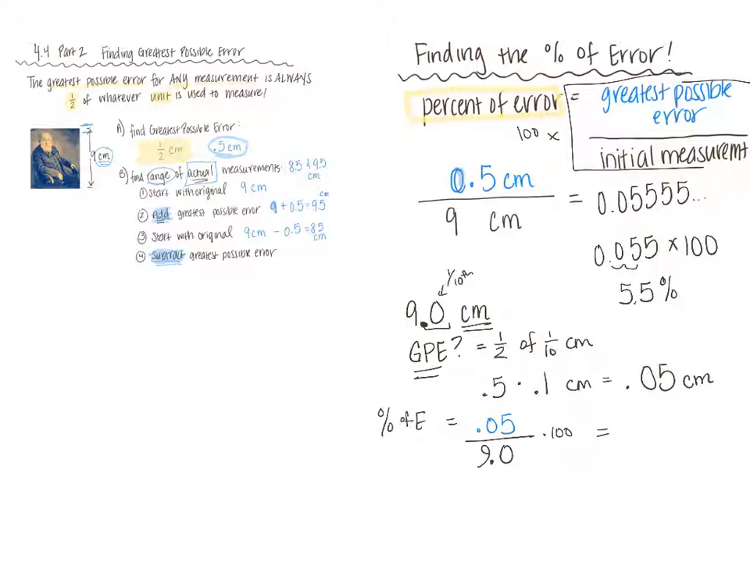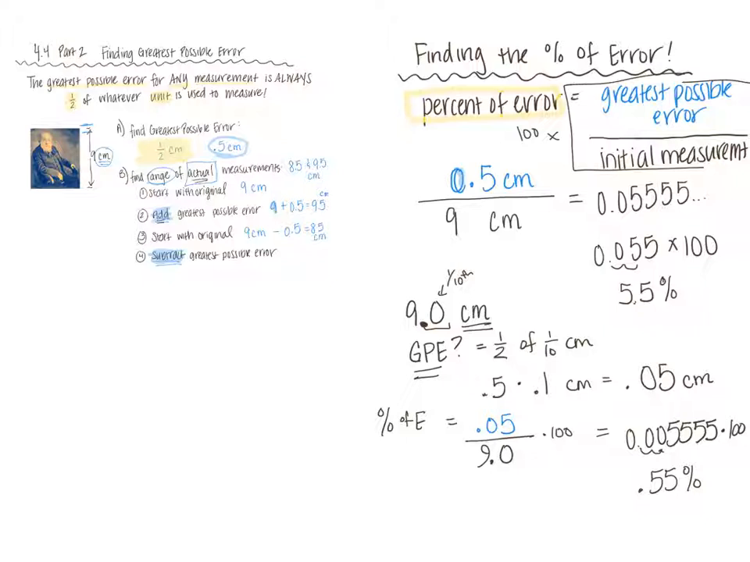Plug it into your calculator. What do you get? Hopefully you got something that looks like mine. So again, I'm multiplying it by 100, so I'm going to have to move this decimal 2 places, and it gives me a 0.55% of error. That's really small, it's half of a percent of error. All right, so hopefully you can see how you can find percent of error from greatest possible error.